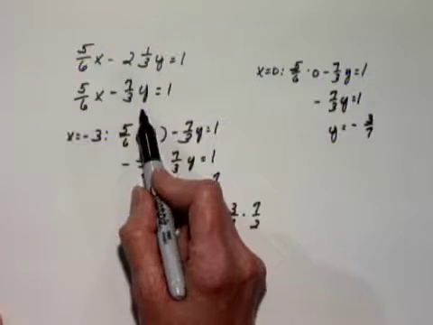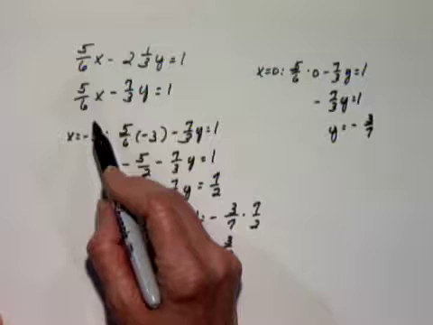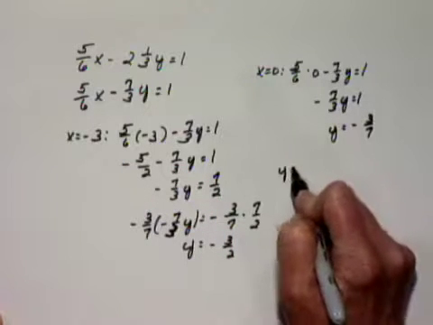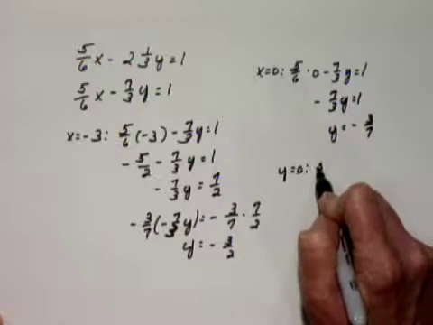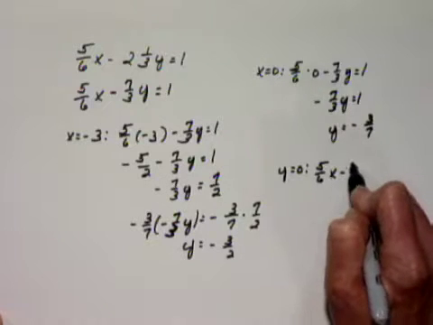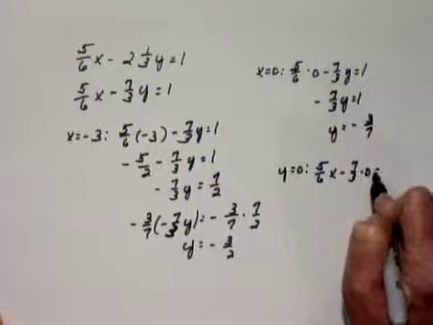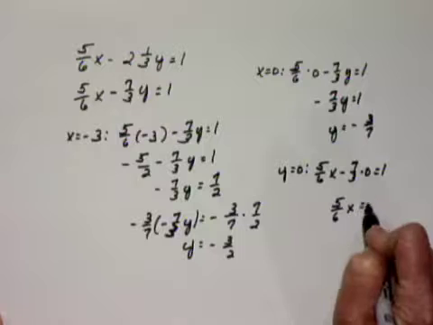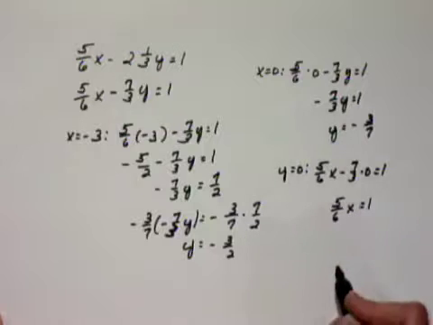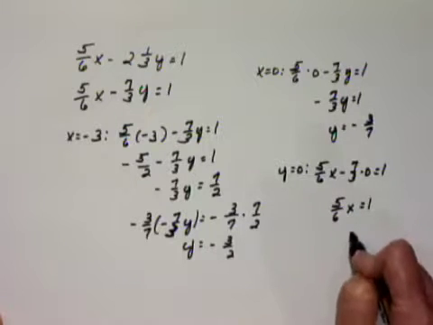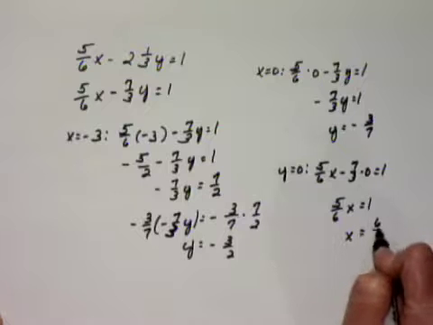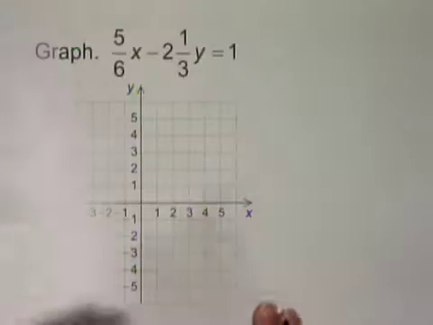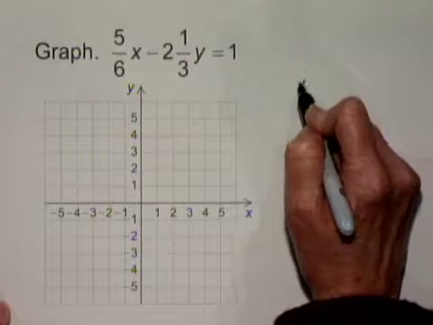This time let's let y be 0. These are kind of hard numbers to work with, and if we let y be 0, it'll simplify things a little. So let's let y be 0. Then we have 5/6 x minus 7/3 times 0 equals 1. That gives me 5/6 x equals 1. I'll multiply both sides by 6/5, the reciprocal of 5/6, and I get x equals 6/5. So let's go back to our grid and let's write down the points that we just found.